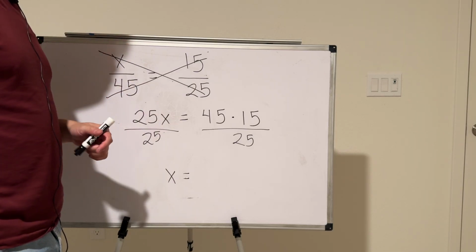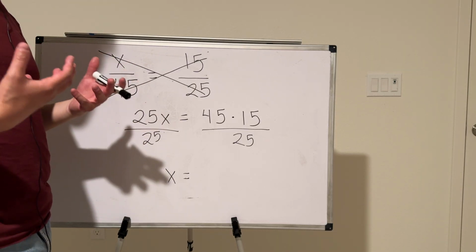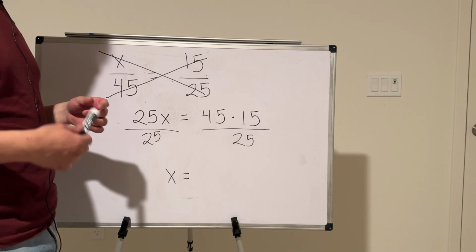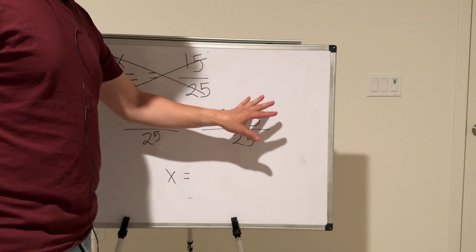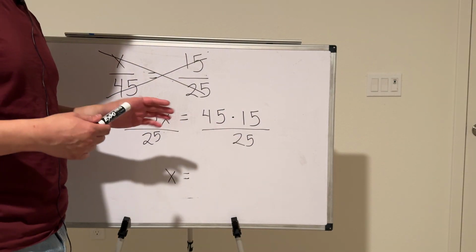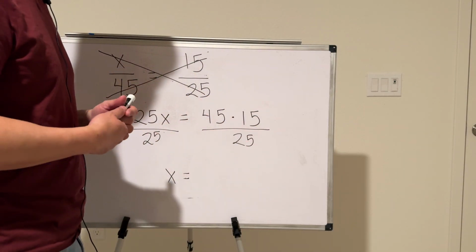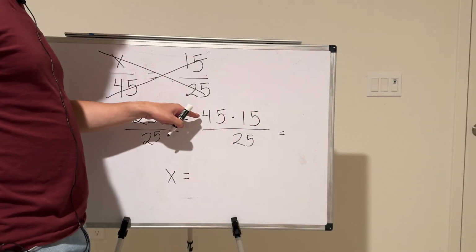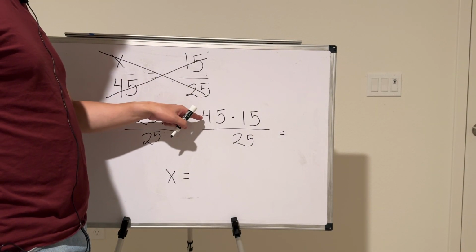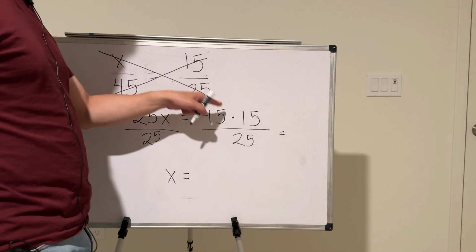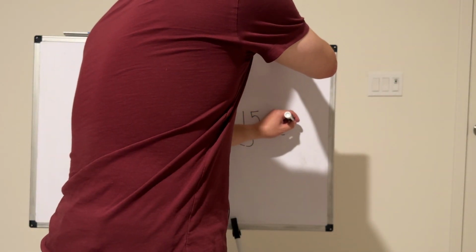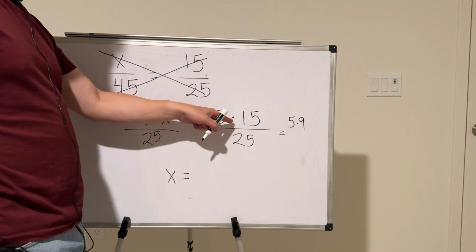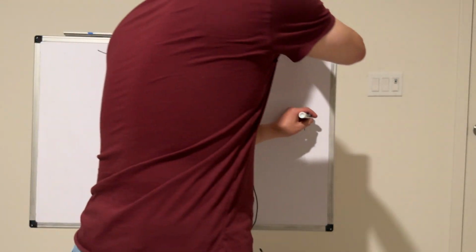But another way that you can do this to make it just a little bit easier, and perhaps if you don't have a calculator, it'll make it easier to calculate if we reduce this. And you can do this by factoring these numbers. So for example, let me do a quick example here. 45 happens to be 5 times 9, and 15 happens to be 5 times 3.